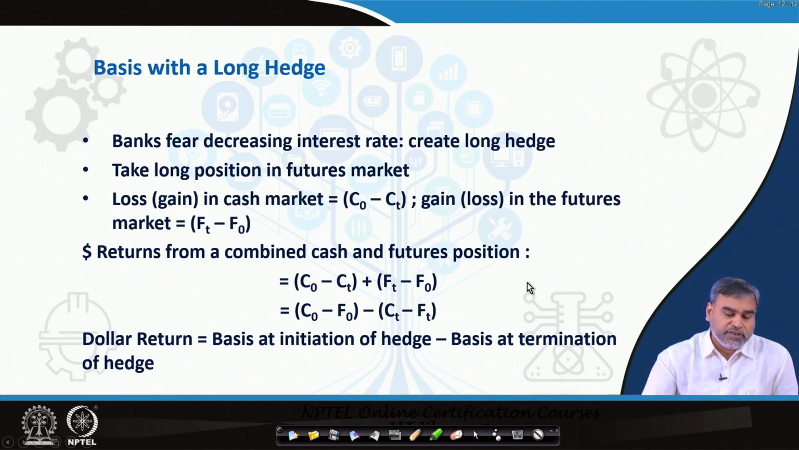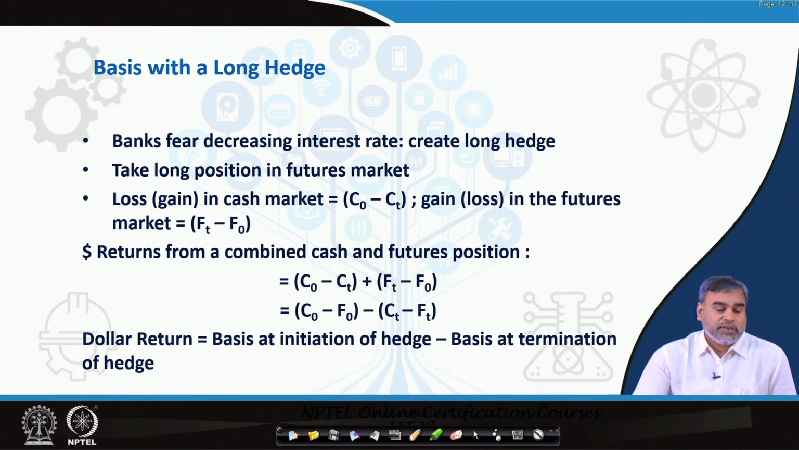Then if you look at the basis with a long hedge, how does it work? If the bank is expecting a decrease in the interest rate, then they want to go for a long hedge. So, here they take a long position in the futures market, as we have already explained. Whatever loss or gain they get in the cash market is C 0 minus C t, and the gain or loss in the futures market will be F t minus F 0. So, the dollar return will be C 0 minus C t plus F t minus F 0, and finally it will be C 0 minus F 0 minus C t minus F t.